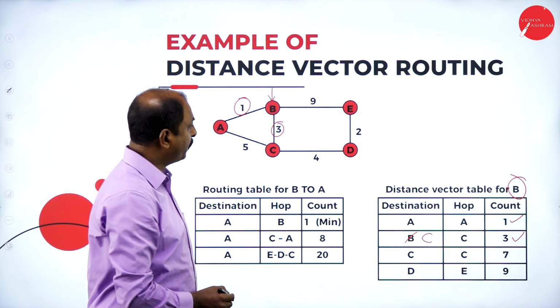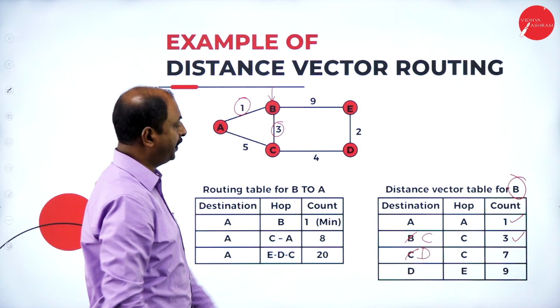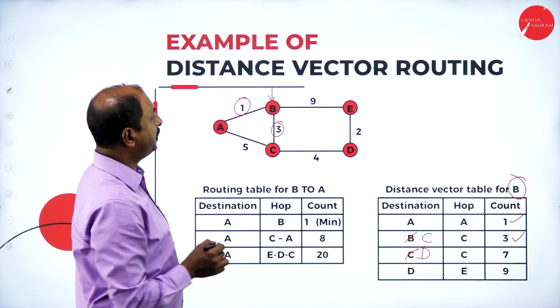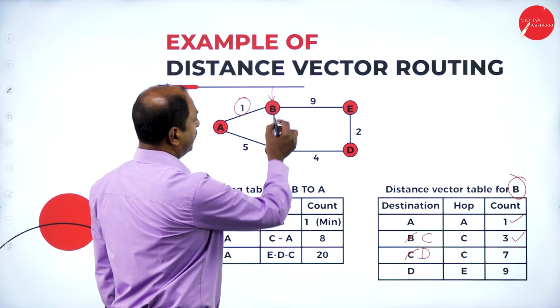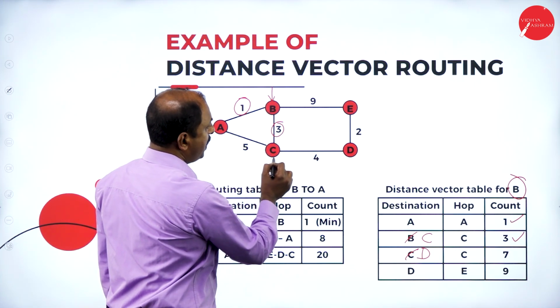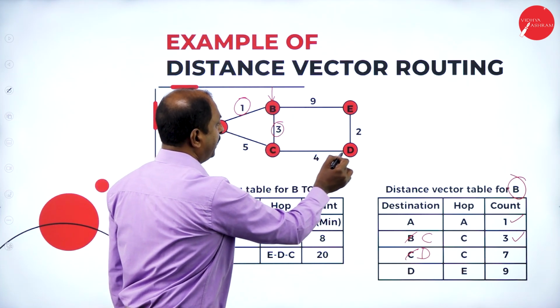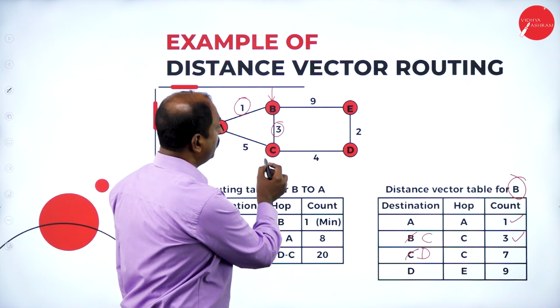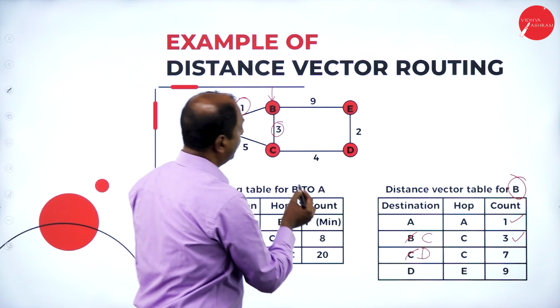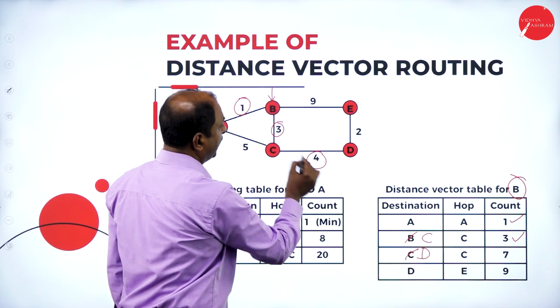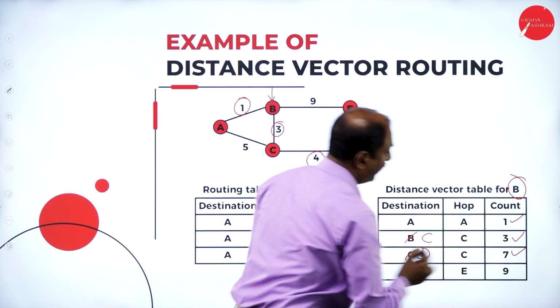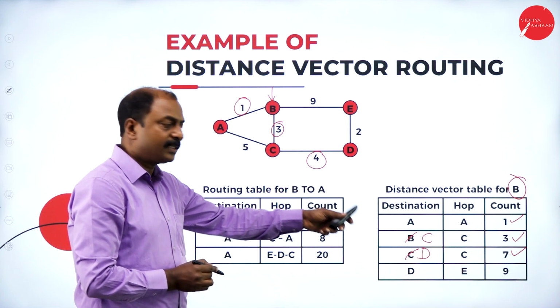Now if you look at the next one, it is for D. If destination is D, we can take the route from B, C, D. So this is one of the paths from B, C, D. In that case, next hop is C and count is 3 plus 4, that is 7.